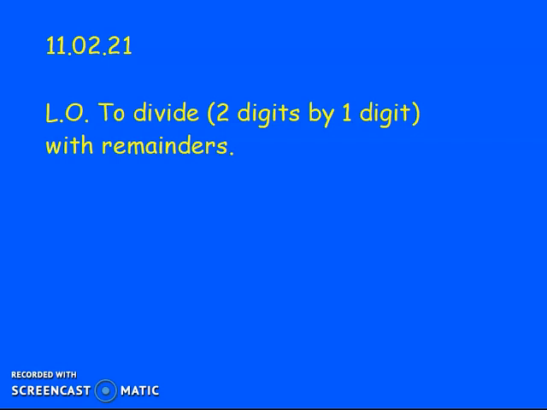Please pause the video and give yourself time to write today's date and learning objective, which is to divide 2 digits by 1 digit with remainders. I wonder if anybody already knows what it means when we say remainders. Pause the video and then click play when you're ready to move on.